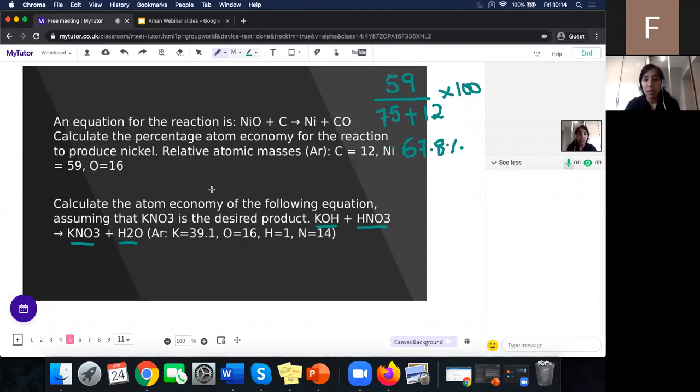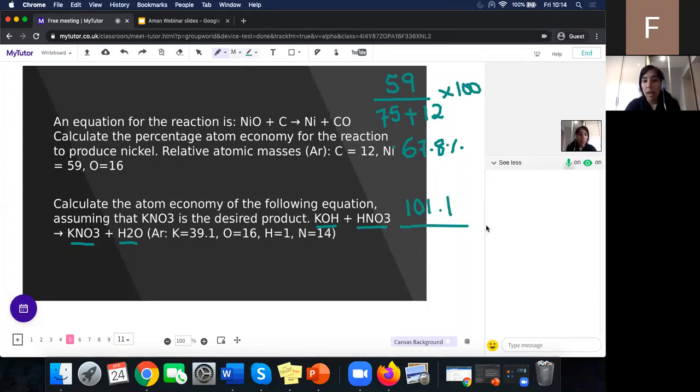Check it's balanced. We've got 1 K on the reactant side, 1 K on the product side, 1 nitrate, 2 hydrogens, and 1 oxygen plus 3, which is 4 oxygens on the reactant and product side. So yeah, that's all balanced. So the Mr of potassium nitrate will be 39.1 plus 14 plus 16 times 3, which gives us an answer of 101.1.